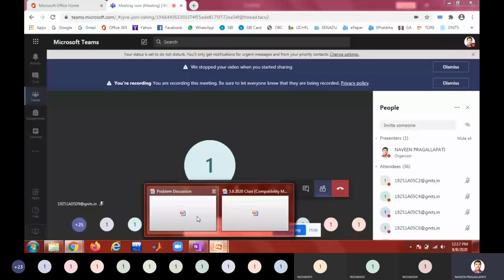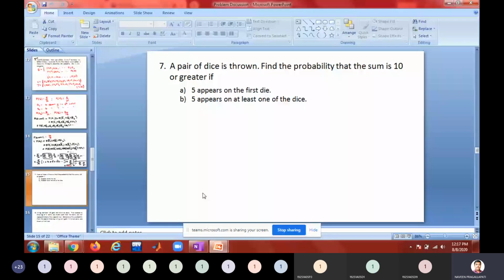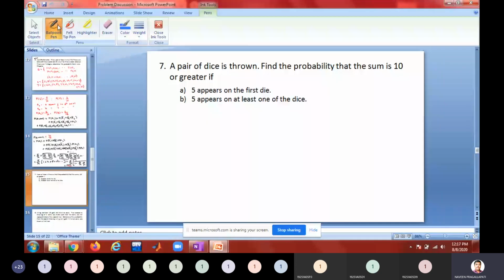Can you see my PPT? Yes, sir. So it is the same problem. Okay. So I think I am comfortable here rather than OneNote because I am able to see the pointer where it is going. On OneNote, I am not able to see where this pointer is, so it was a bit difficult for me there.